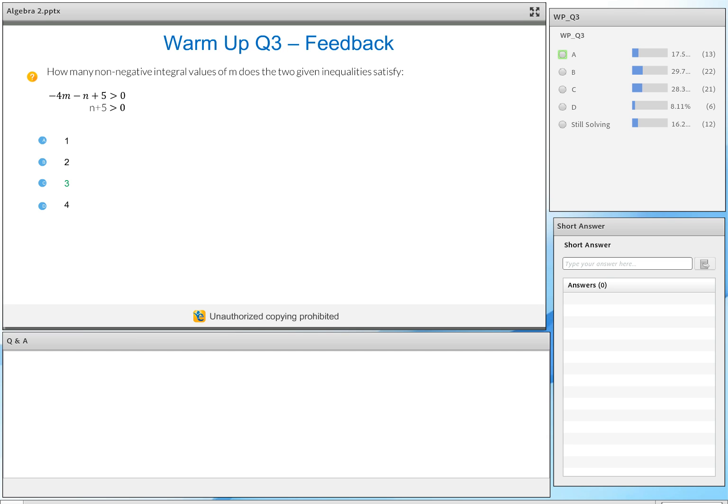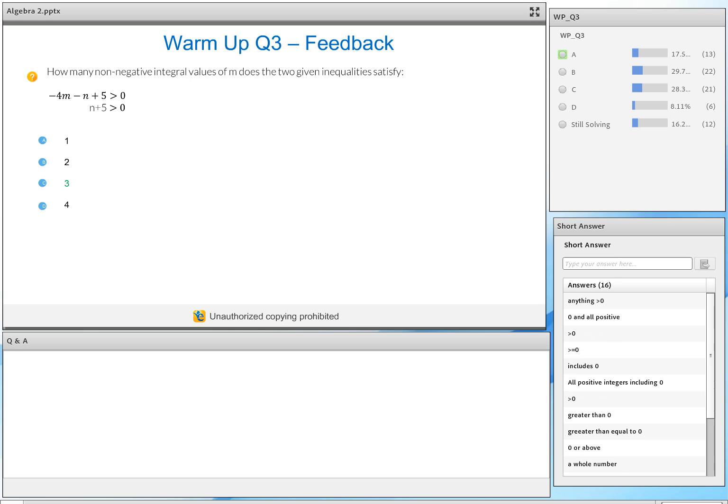What is a non-negative integer? Absolutely, 0 and all positive numbers. Non-negative integers include 0 and all the positive numbers. It's not greater than 0, it includes 0.